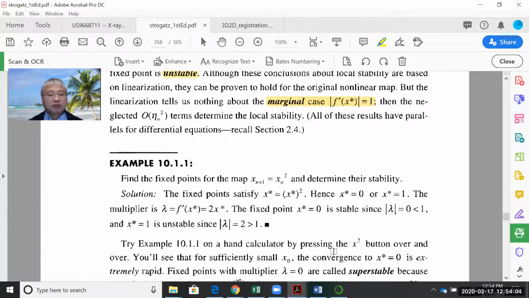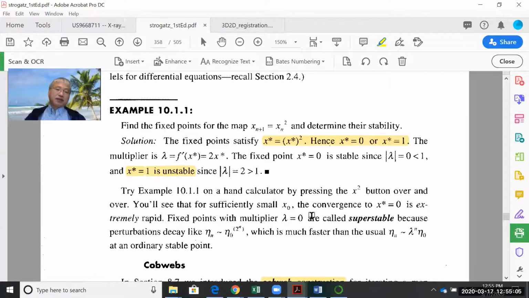So let's look at a trivial example. The function is just x squared, so x_{n+1} equals x_n squared. For the fixed point, if you plug this in, obviously there are two fixed points, namely x* equal to 0 or x* equal to 1. To evaluate their stability, we take the derivative of the function and evaluate it at x*. For the fixed point x* equal to 0, the derivative is equal to 0, therefore that is a stable fixed point. For the other one, x* equal to 1, the derivative, or multiplier, evaluates to 2. Therefore, this one is unstable. So it's a kind of trivial example.